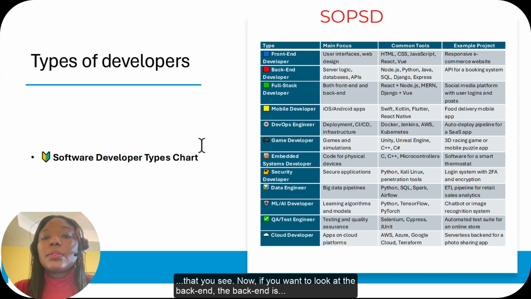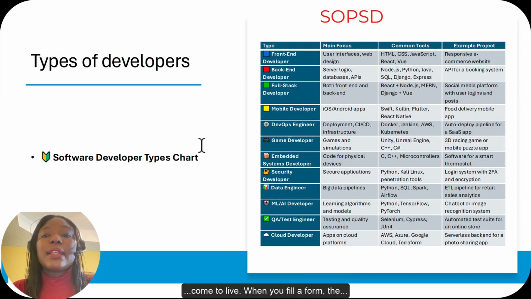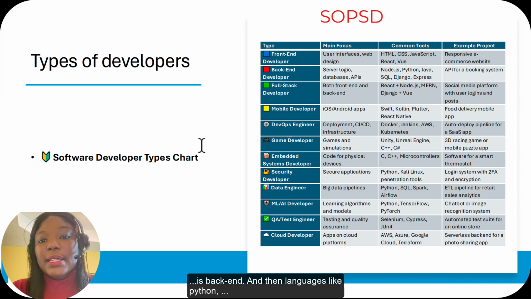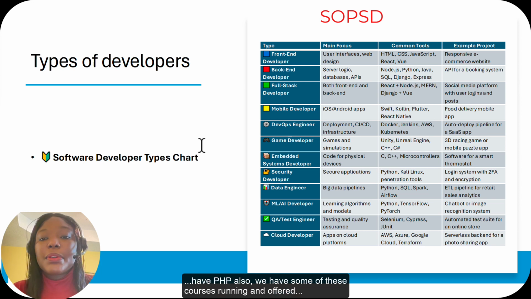Now, the back end is everything to do with the server, the logic, everything that makes the front end come to life. When you fill a form, the data saves, you can retrieve, you can log in. That logic behind the scene is back end. And then languages like Python, SQL, Java, these are all back-end languages. We have PHP also. We have some of these courses running and offered that you can take a look at to have a feel of what back end is.